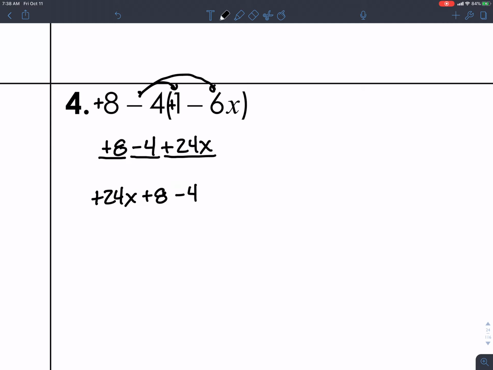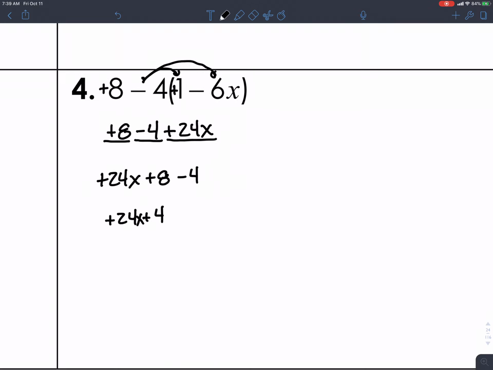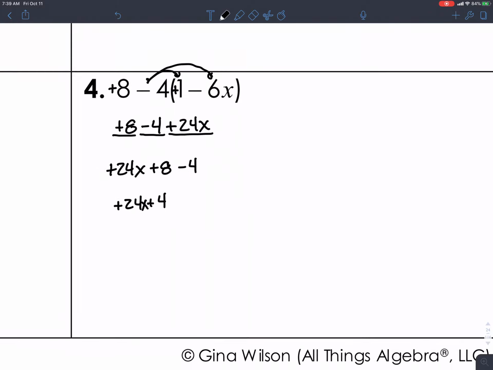So the positive 24x, can we do anything with that? No, because there's no other x term, so it's by itself. But I have the positive 8 and the negative 4. That's just 8 minus 4. So what does that give me? A positive 4. And I'm done. Oops, I forgot that x. That x has to go in there. Sorry about that. I almost lost my x. So the x's should not disappear. Your variable should not disappear unless you actually did an inverse operation to get rid of it, but you're not doing inverse operations yet.